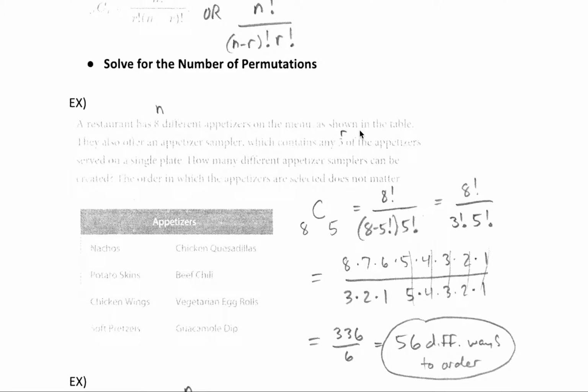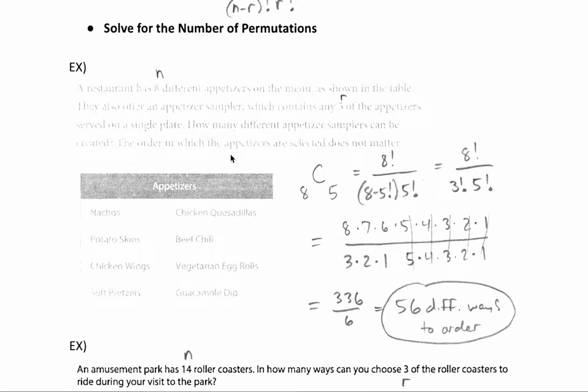So for example, we're going to a restaurant and they allow us to choose from 8 different appetizers, and we're going to order an appetizer sampler plate, which allows us to choose any 5 of those 8 appetizers. So out of a total of 8 different appetizers, we want to group them into groups of 5 or take them 5 at a time. And let's see how many different combinations we can come up with for this appetizer sampler.